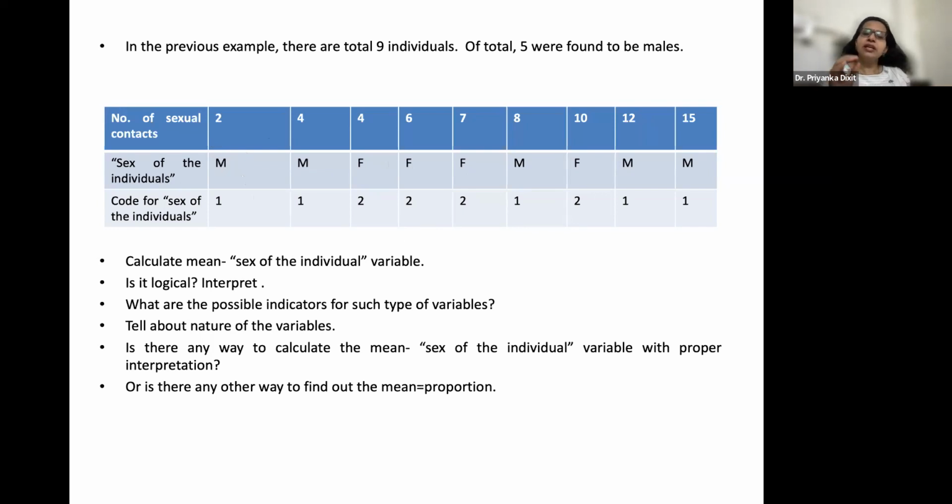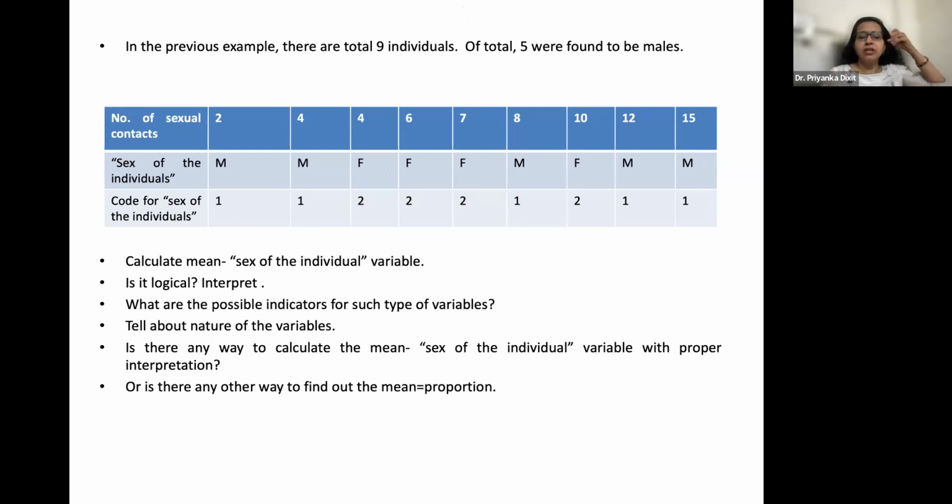My question is, can we calculate the mean of the sex of the individual? You can write down in the chat box, yes or no. Someone is saying no, no, no. Okay, the majority of them are saying no. Why are we not able to calculate the mean of the sex of the individual? Because 1, 2 is not a numerical value. This is the code, an artificial code. Exactly. So this is a categorical variable. We are not in a position to calculate the mean.